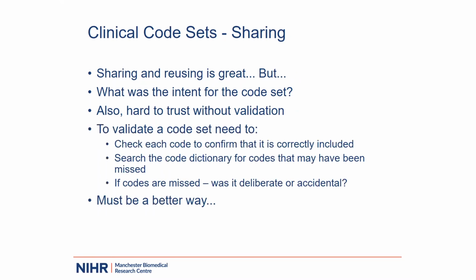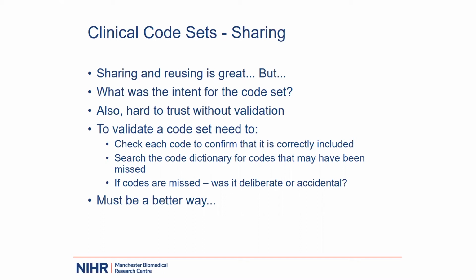And that's hard because if you want to validate a code set, say I give you 100 codes, you need to go through that list and check every single one to confirm that it should be included. But then the harder task is you've got to search the rest of the dictionary in case I've missed anything. And if I did miss anything, did I deliberately miss it? Maybe I thought it shouldn't be included, or maybe it was an accident. I would argue that this validation is almost as much effort as just creating it from scratch, and this is one of the reasons why people do create them from scratch.